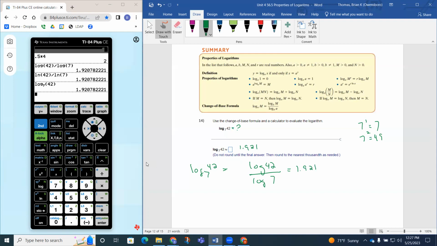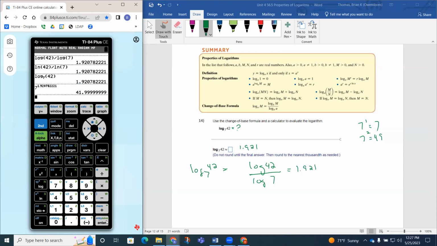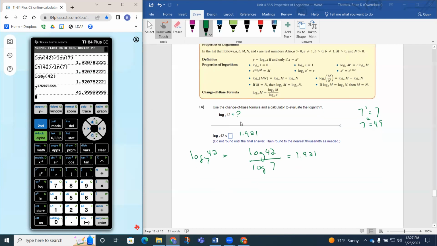So if I go 7 and I raise it to this exponent, if I enter, notice that should get me close to 42. 41.99999. So that does check out. So remember, this is the exponent that goes with this 7. So this is our little logarithmic language, if you will.